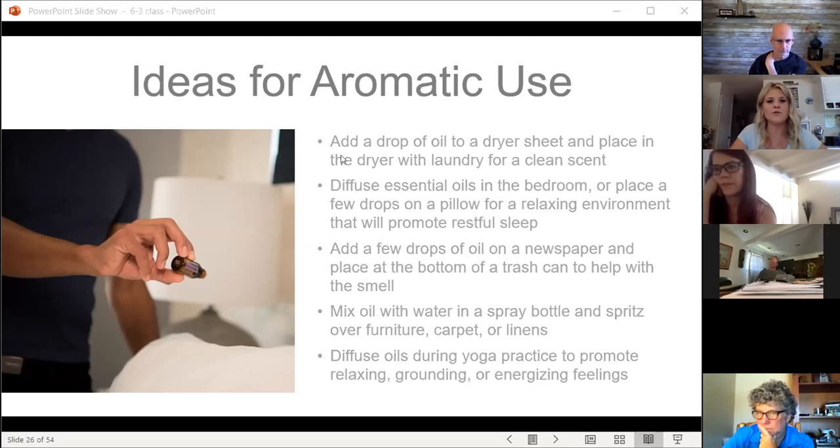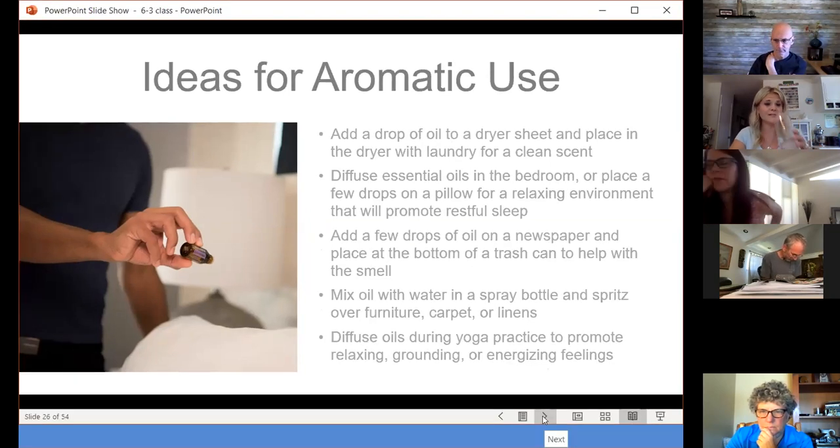You can use the essential oils in your bedroom, a couple drops on your pillow. You can mist a pillow with a little spritz bottle with it. You can put a couple drops on a paper towel or newspaper in the bottom of your garbage can. You can mist it over your furniture. And you can also just diffuse it while you're doing any type of meditation or grounding or energizing practice, such as yoga or Pilates. Things of that sort. So using the essential oils aromatically is a fantastic way to use your essential oils pretty much on a daily basis.